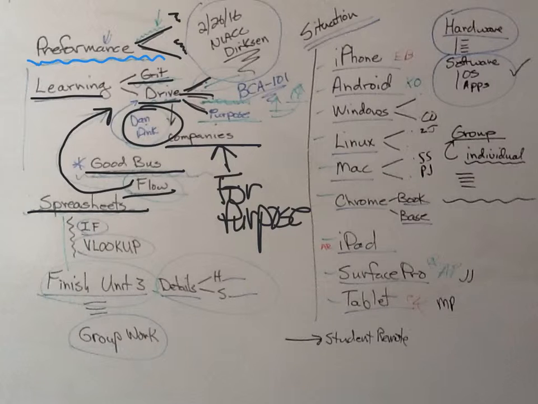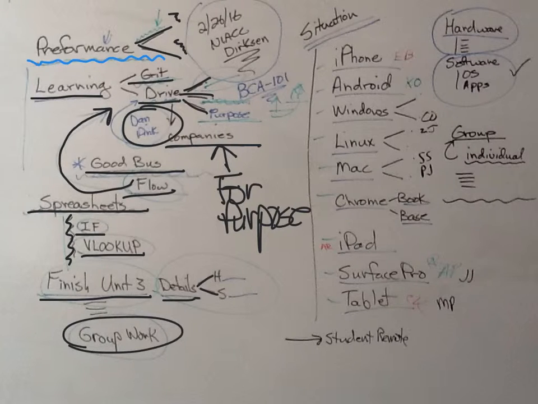We're finishing up spreadsheets now, but this is when we got them started. Some key things: an IF, a VLOOKUP. We finished Unit 3, talking about details of hardware and software, and we did some group work.